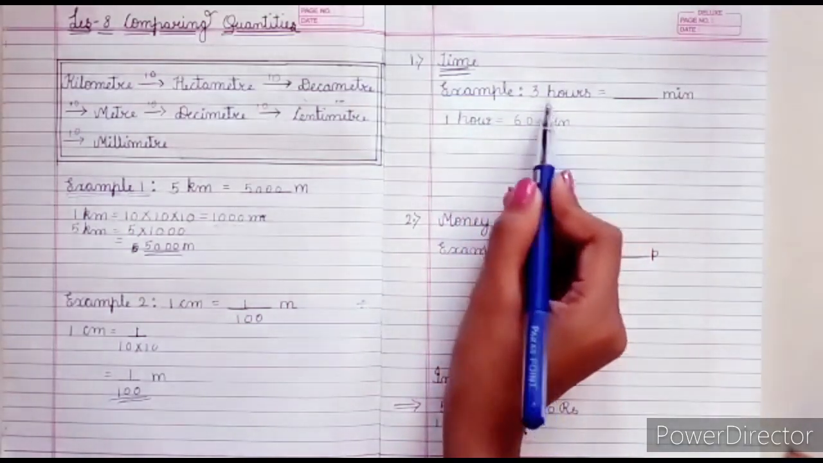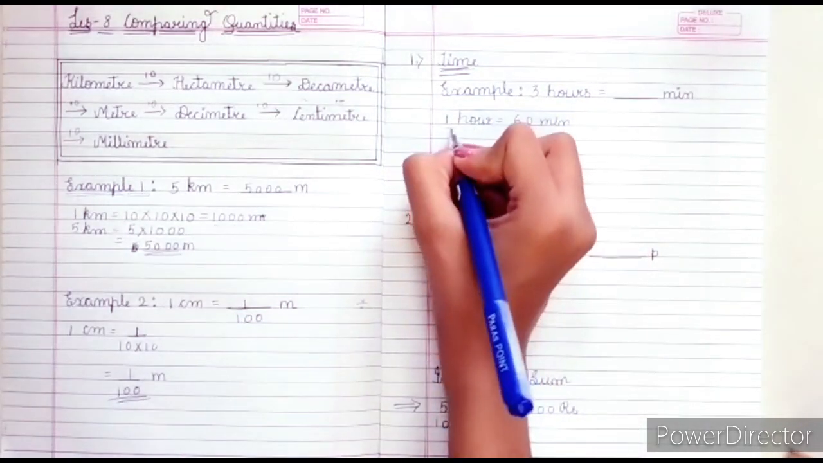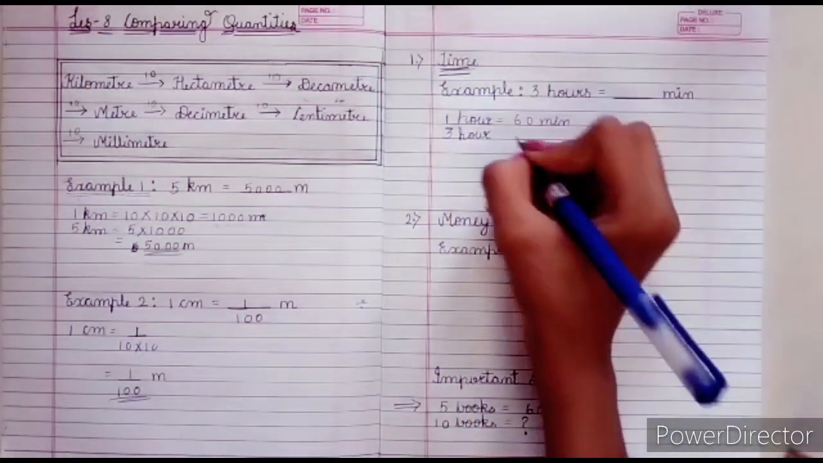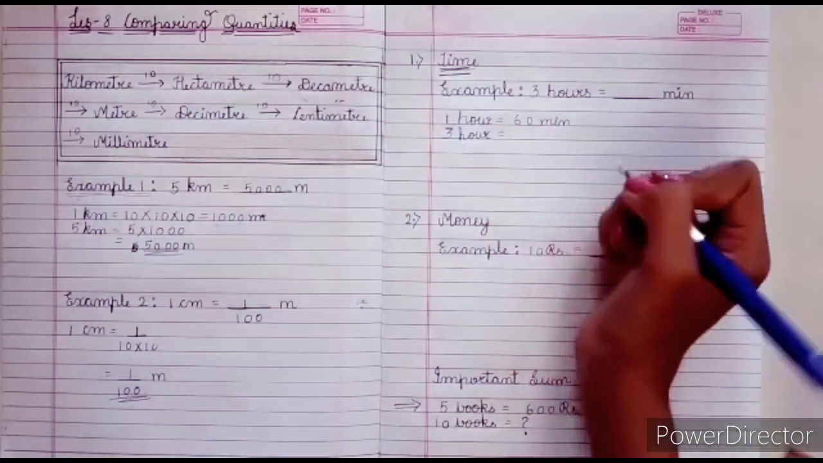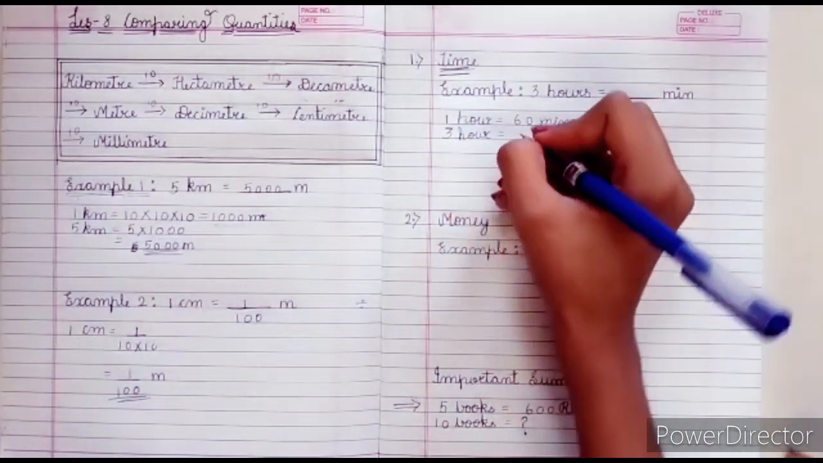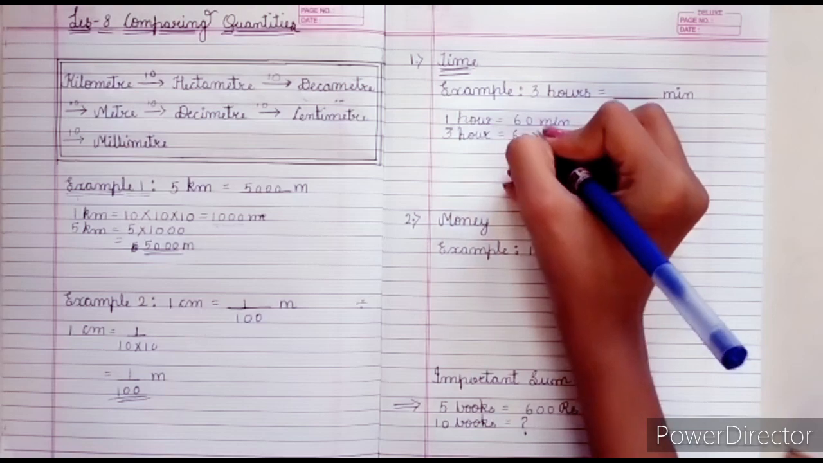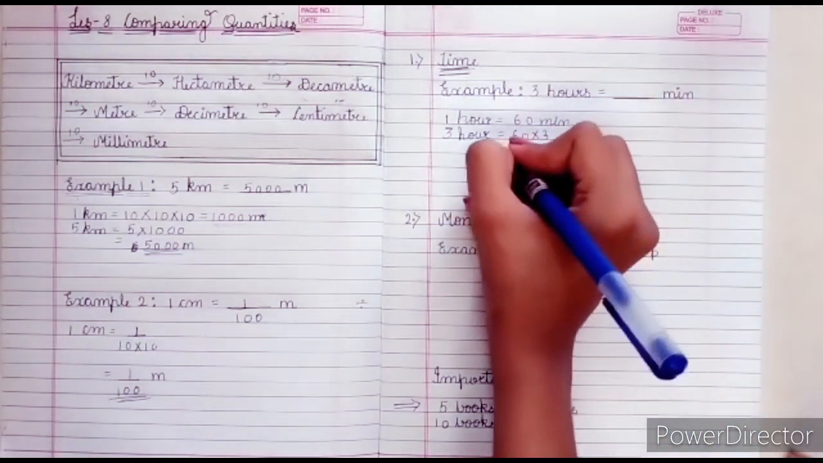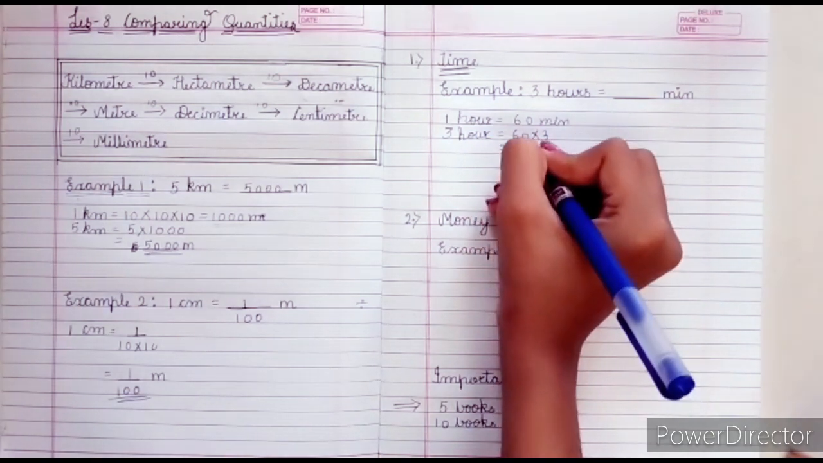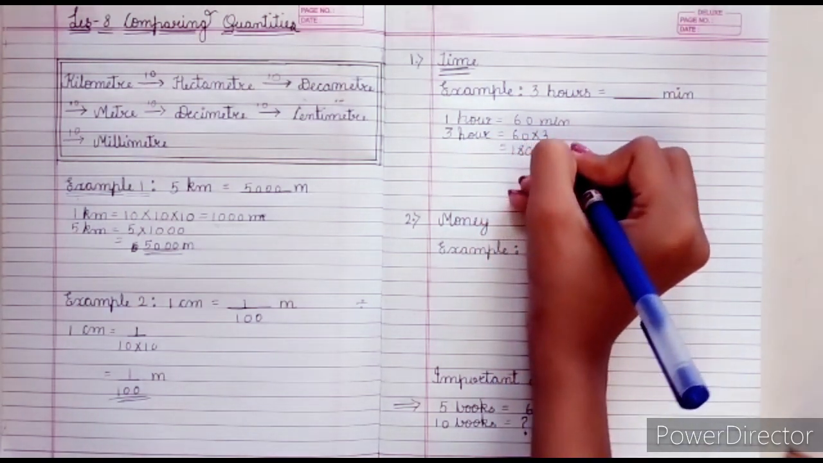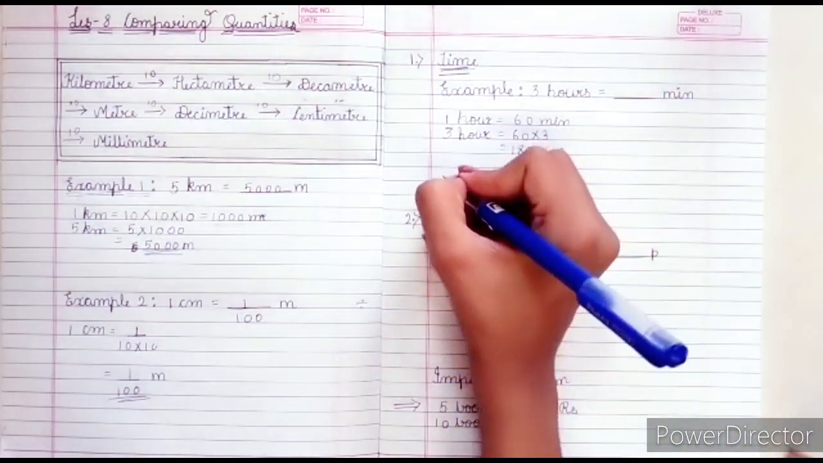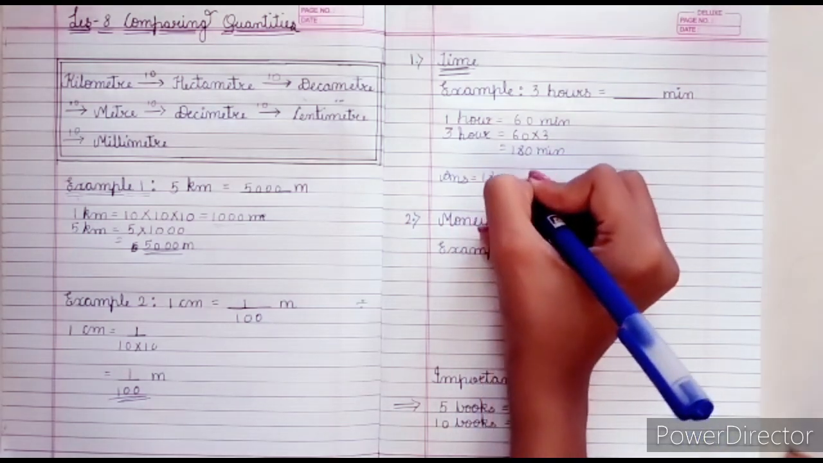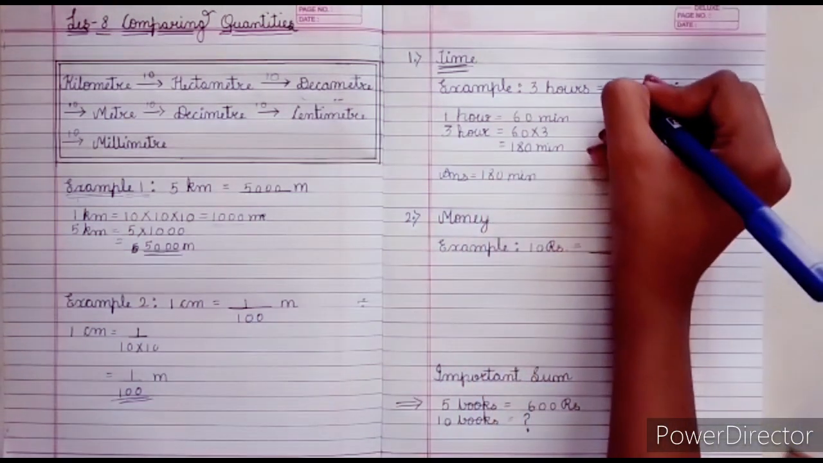So 3 hour is equal to, for finding 3 hour we have to multiply 60 and 3. So 60 multiplied by 3 is equal to 180 minute. Therefore our answer is 180 minute. 3 hours is equal to 180 minute.